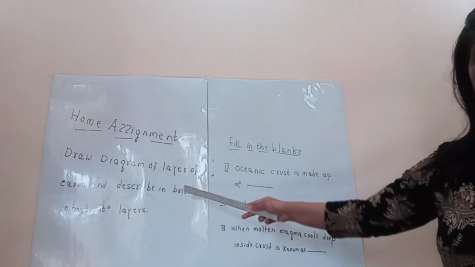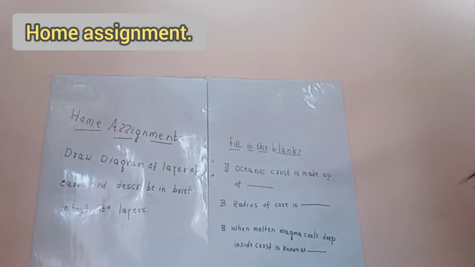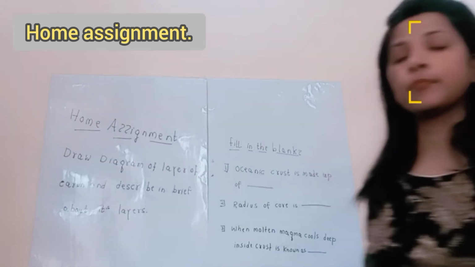I'm going to give you a home assignment. You have to draw a diagram of the layers of earth and describe its layers in brief. If you have understood everything, you have to answer all of these by filling the blanks and do the home assignment that I have given you.